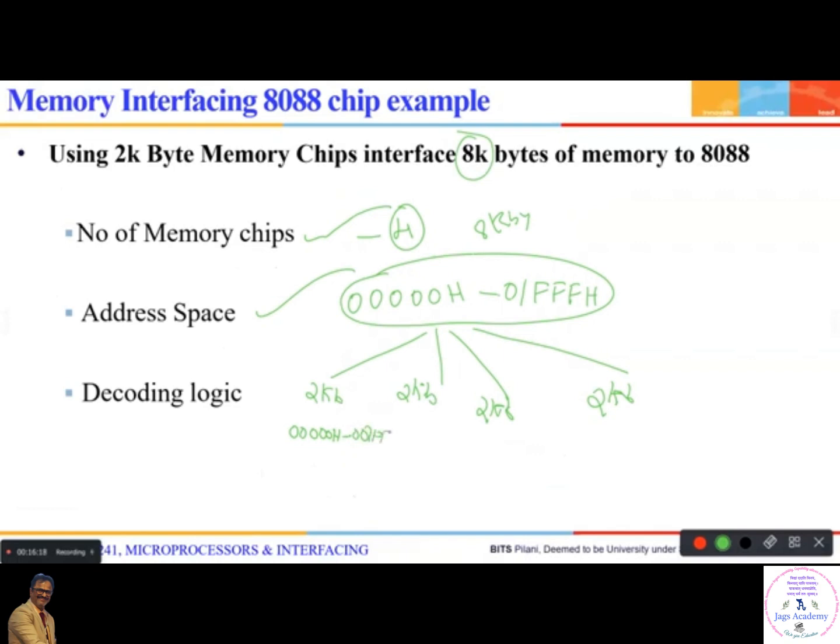Can you write all the things? Can you tell me how many memory chips you need? You are required to interface 8 kilobytes of memory. But the shopkeeper says I have only 2 kilobytes. Are you going to come back? No, right? So you can use 4 2-kilobyte memories to make it 8. Understood.